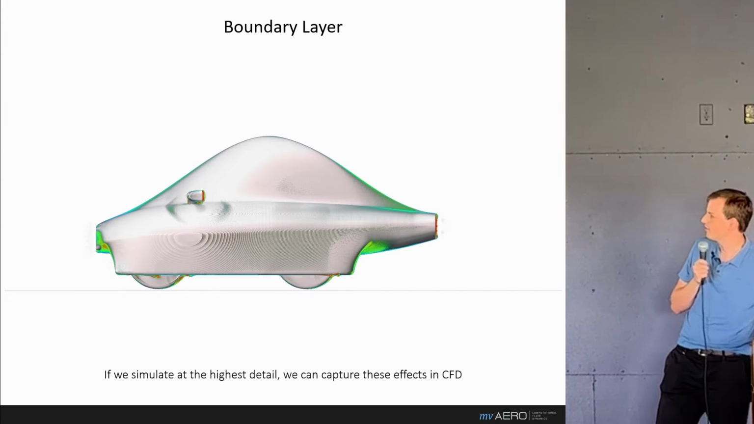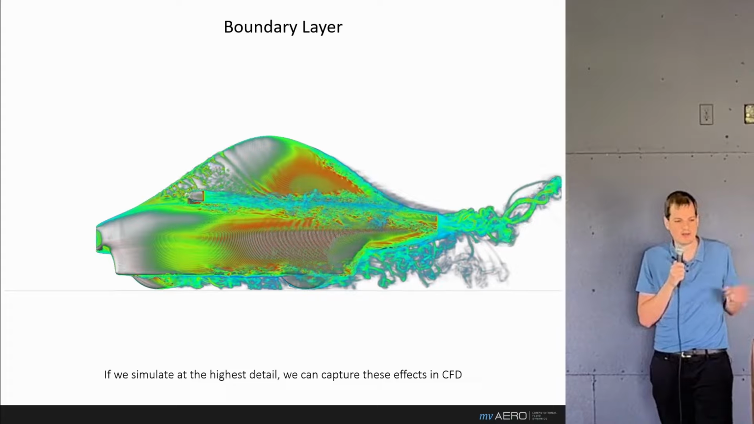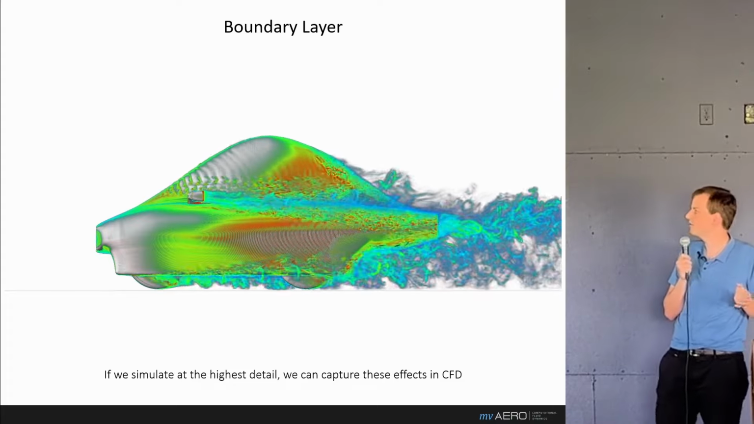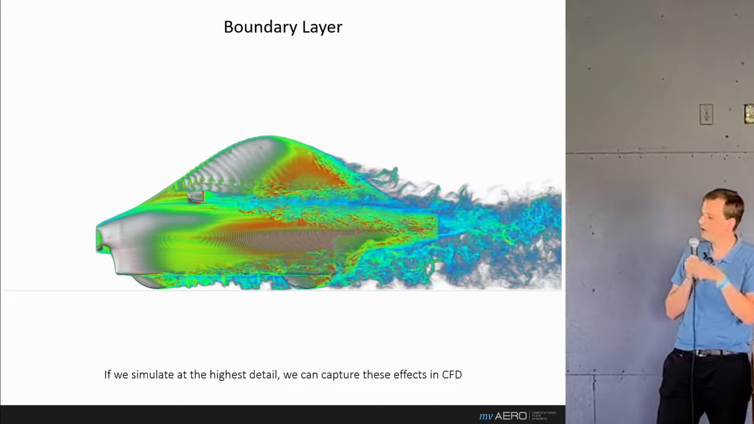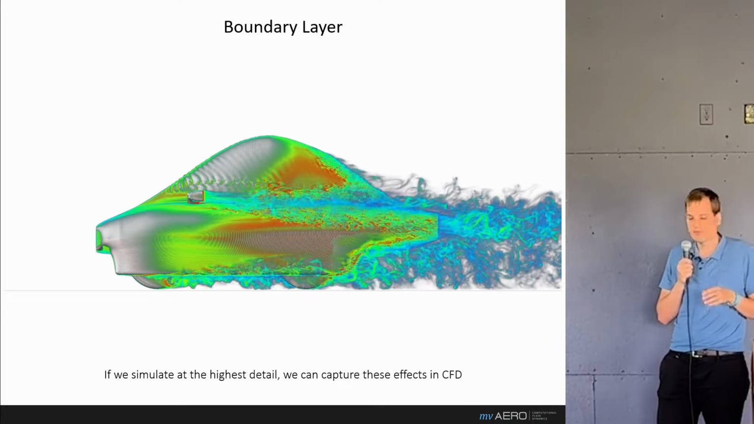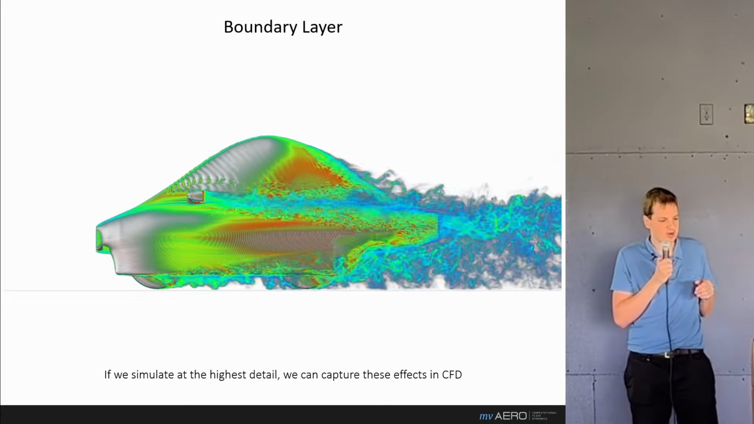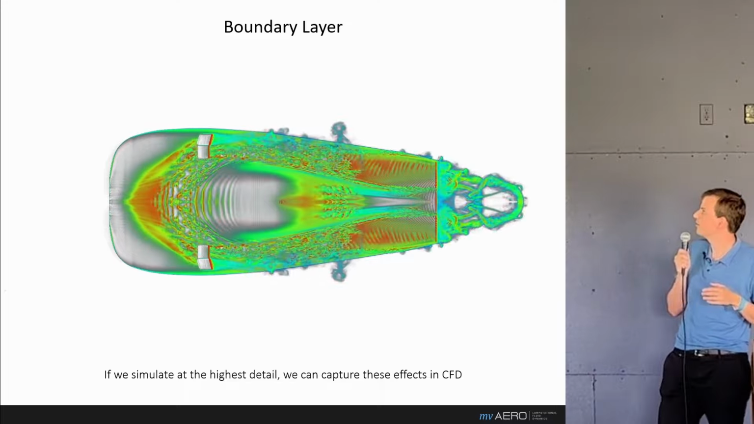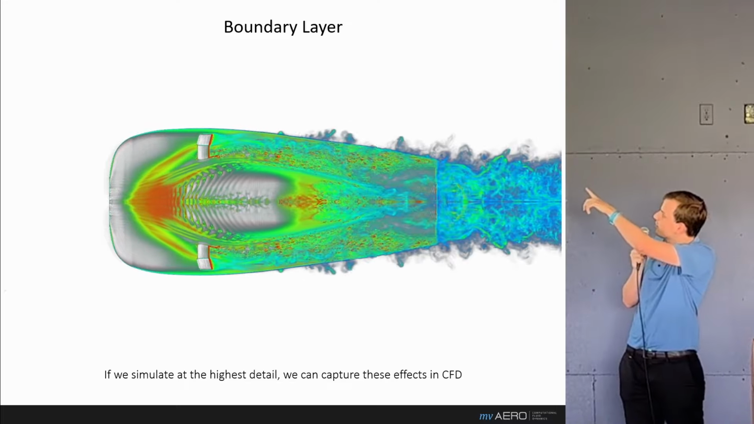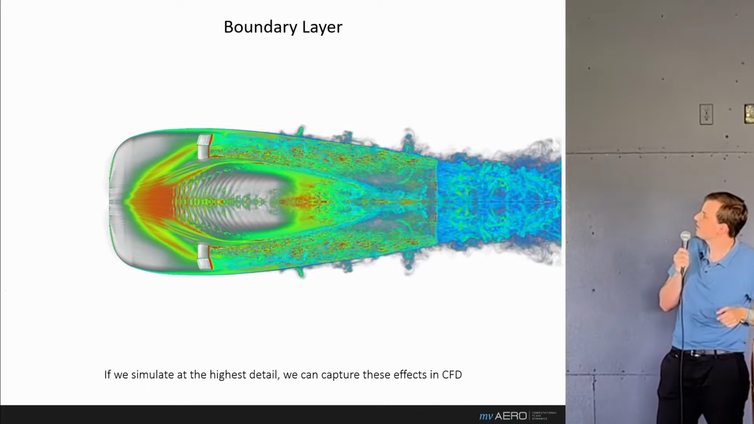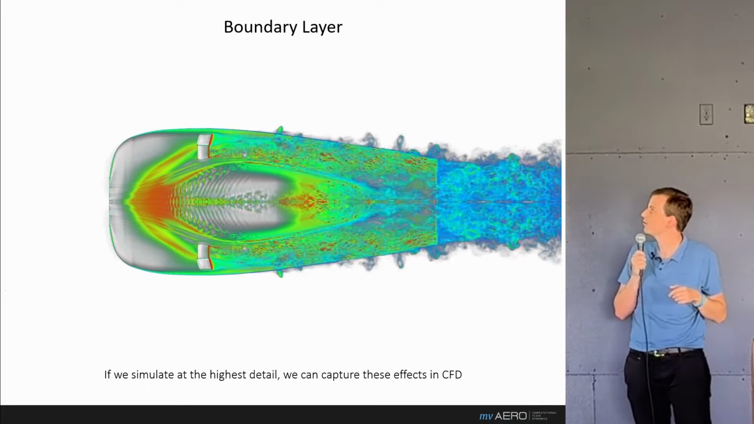Now, if we start to simulate at the highest detail, we can really capture all of the effects that we just discussed. We have laminar to turbulent transition, notice the oscillation waves, we have pressure drag coming from the side view mirrors, and we even have full separation at the back of the car. Also notice that the boundary layer, the turbulent boundary layer, is moving significantly slower than the free stream.